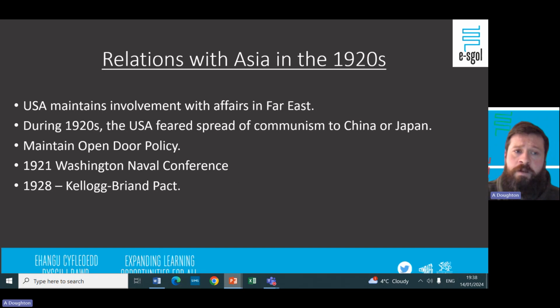They still had involvement with Asia. The 1928 Kellogg-Briand Pact, when they signed an agreement with other countries to not go to war. Even though it's peaceful, it is still not isolationist. They maintain an open door policy in terms of trade with China, and like I've mentioned, the Washington Naval Conference of 1921.